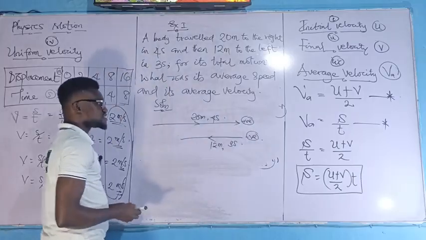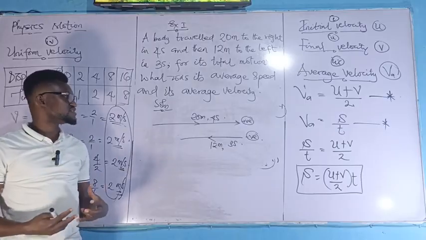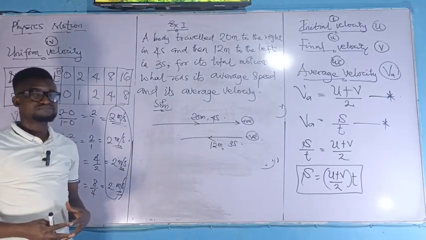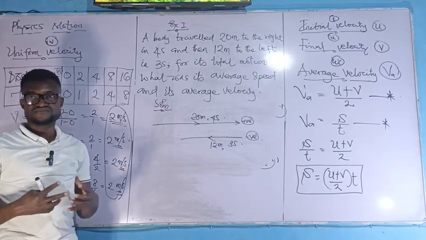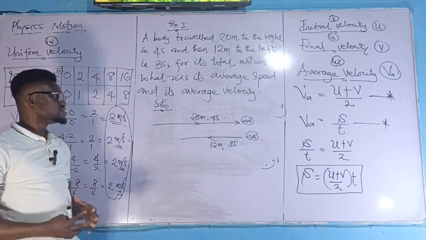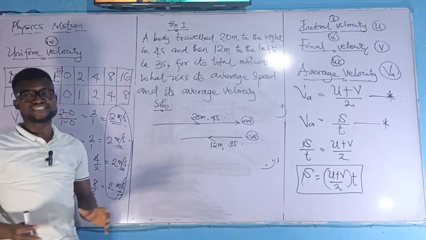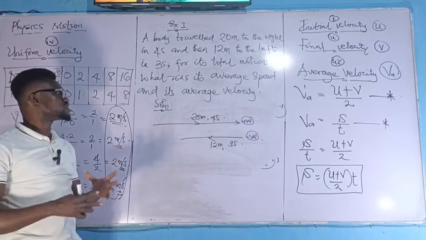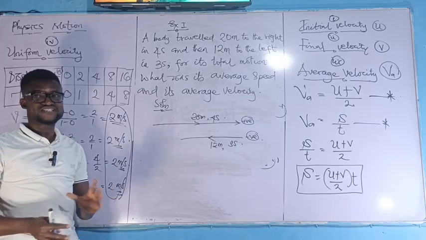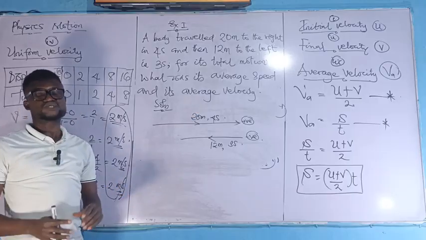Negative. Now looking at this, the direction is so important because we are dealing with velocity, which is displacement over time. But if we are dealing with speed, the direction is not important because speed is a scalar quantity. We are not interested in direction. But for velocity, we are interested in it.